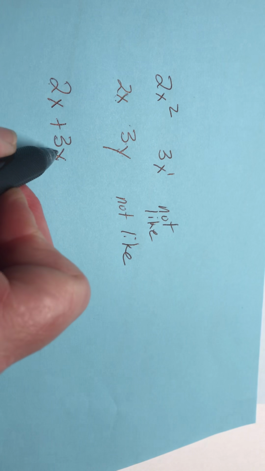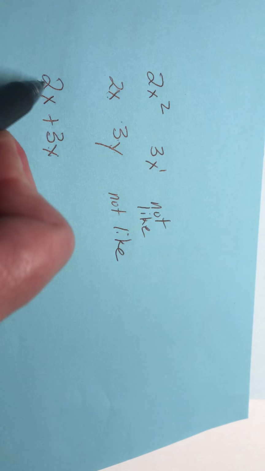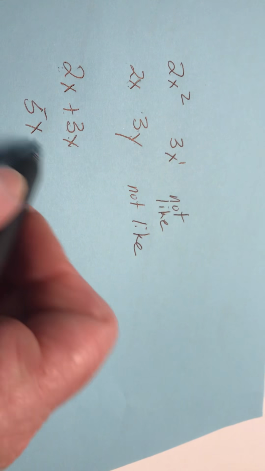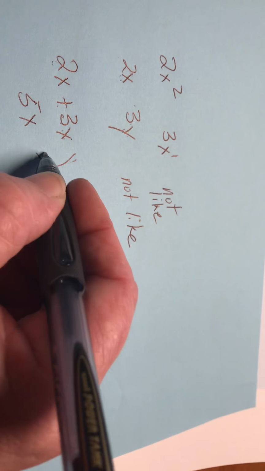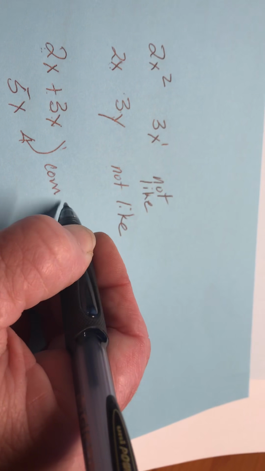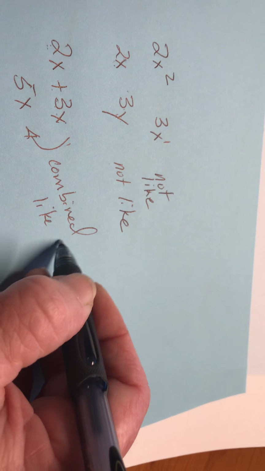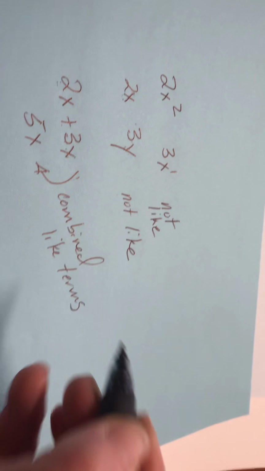So 2x plus 3x, I'm just going to do the math with the coefficients. 2 plus 3, that's going to be 5x. That's combining. I just combined like terms. Okay?